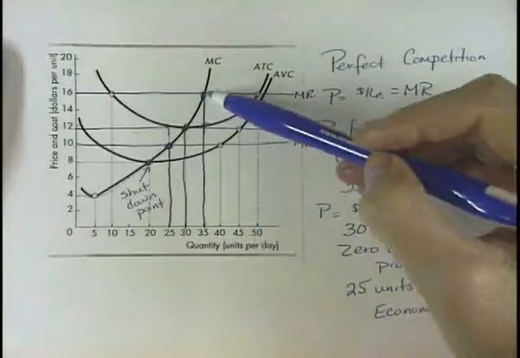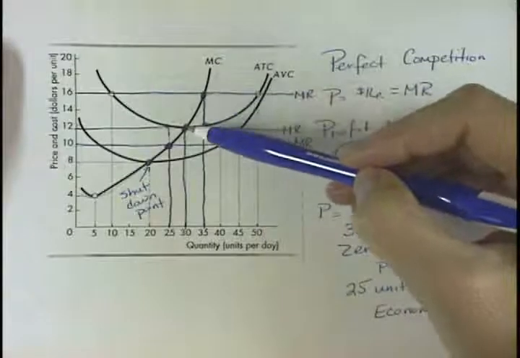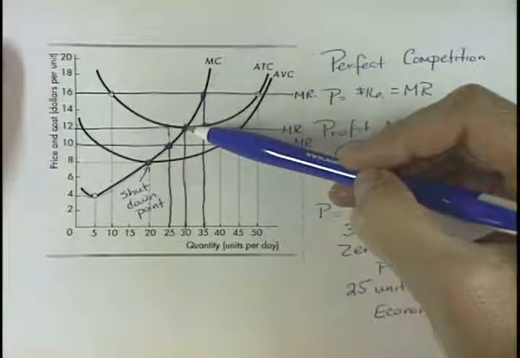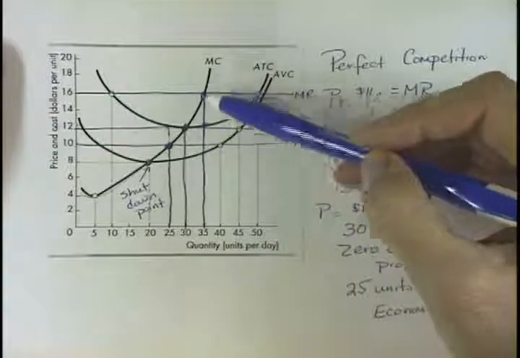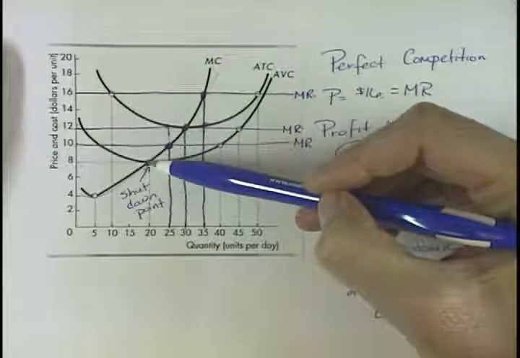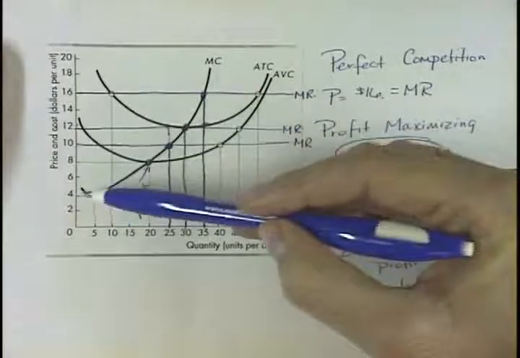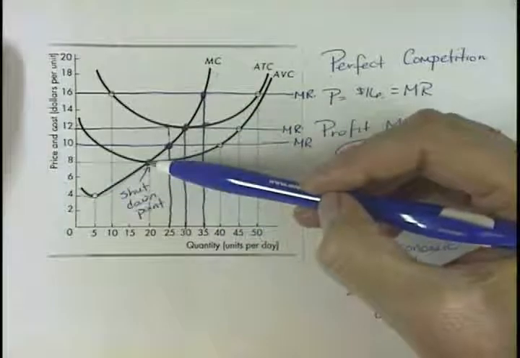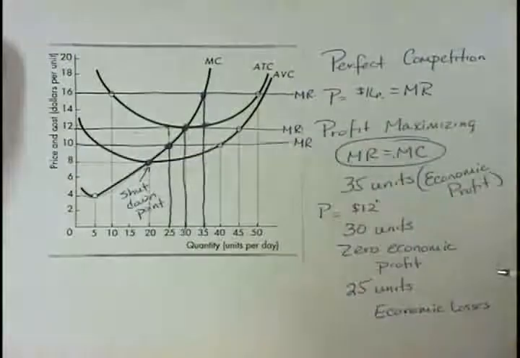Okay, so here we have economic profit. Here we have zero economic profit, which is our long run equilibrium. And here we have economic losses, and this point right here is called our shutdown point. We will not produce below this point ever. If the price ever drops below $8, we're closing the doors instantly.